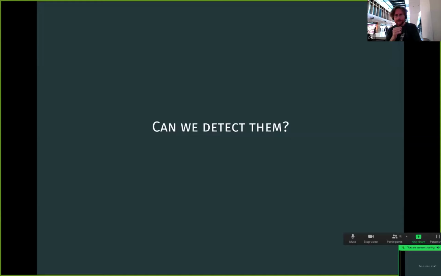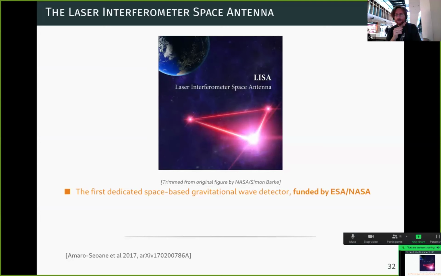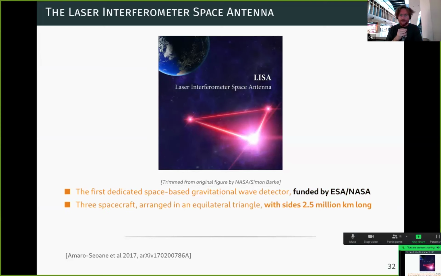Okay. And just to finish this, can we detect them? It looks like that. We have this experiment called LISA, which is going to be the first dedicated space-based gravitational wave detector. ESA and NASA are paying for this. It's mostly ESA. We have 3 spacecraft. This is just an illustration, but the point is that in every single one of these spacecraft, we have a free-falling mass. So think about that, and this is why I said at the beginning that it is important to understand the experiment.